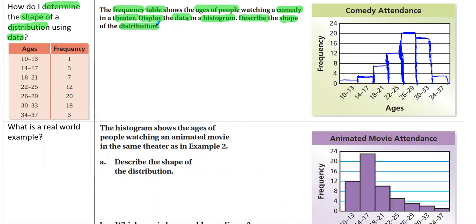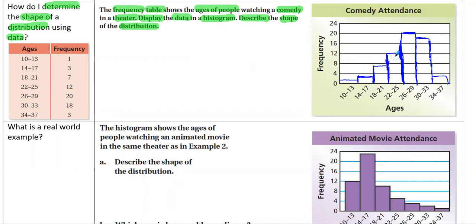Well, everybody, I didn't want to have to fail in front of you creating this histogram, so I already did it. But let's go over it and make sure this makes sense. For instance, ages 22 to 25, I said that the frequency is about 12. Let's see if that's right. 22 to 25, yep, frequency is 12. That means that there were 12 people aged 22 to 25, including 22 and 25, that were counted watching the comedy.